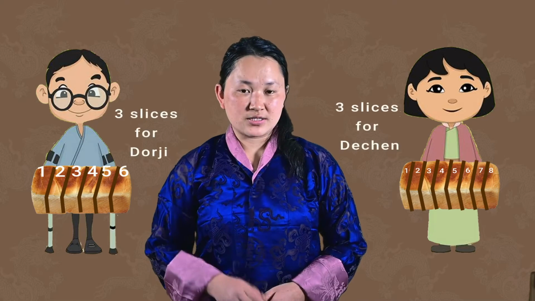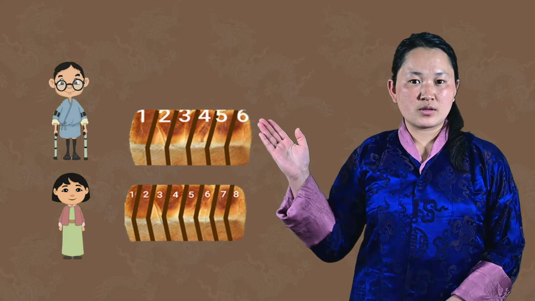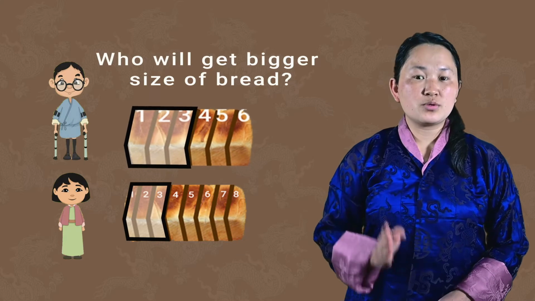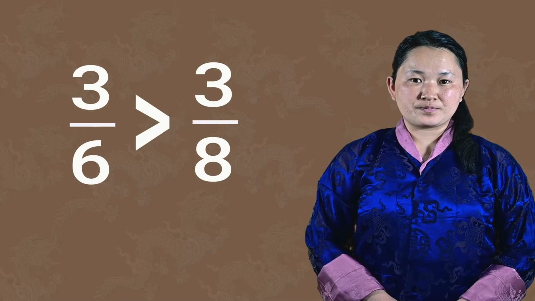Next, let's give them their share of bread. Here, both Doji and Dechen will get the same slices of bread. That is 3. Now, do you think they will get the same size of bread? To check, let's line up both the breads like this. Who will get the bigger size of bread? Yes, Doji will get the bigger size of bread compared to Dechen. So, from these two fractions, 3/6 is the greater fraction.